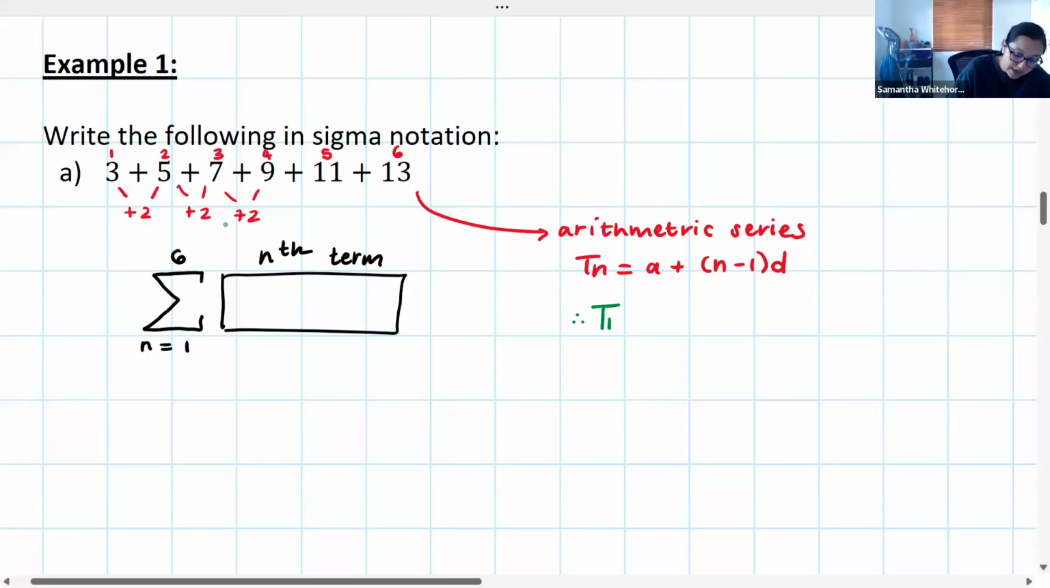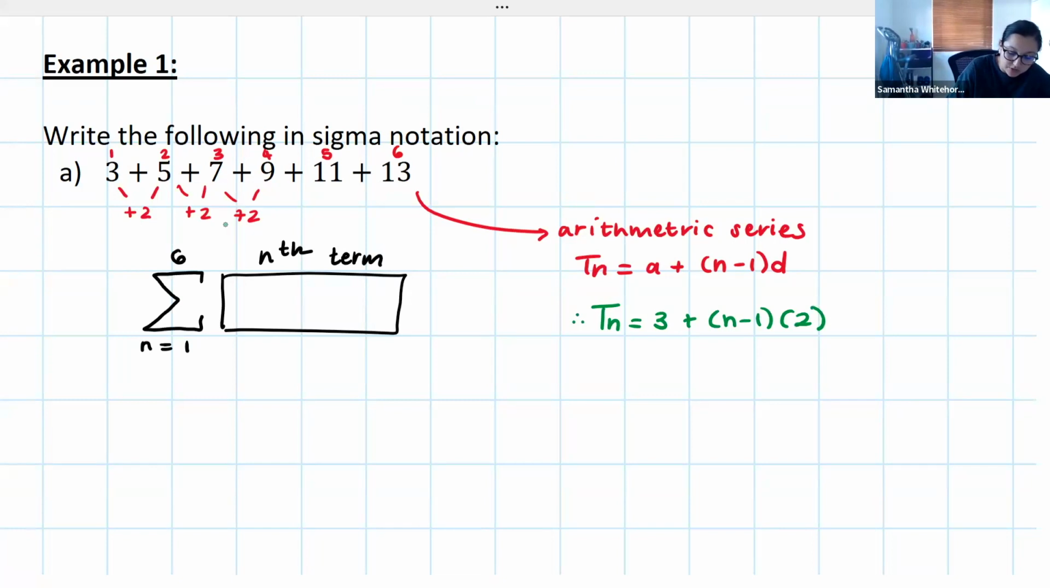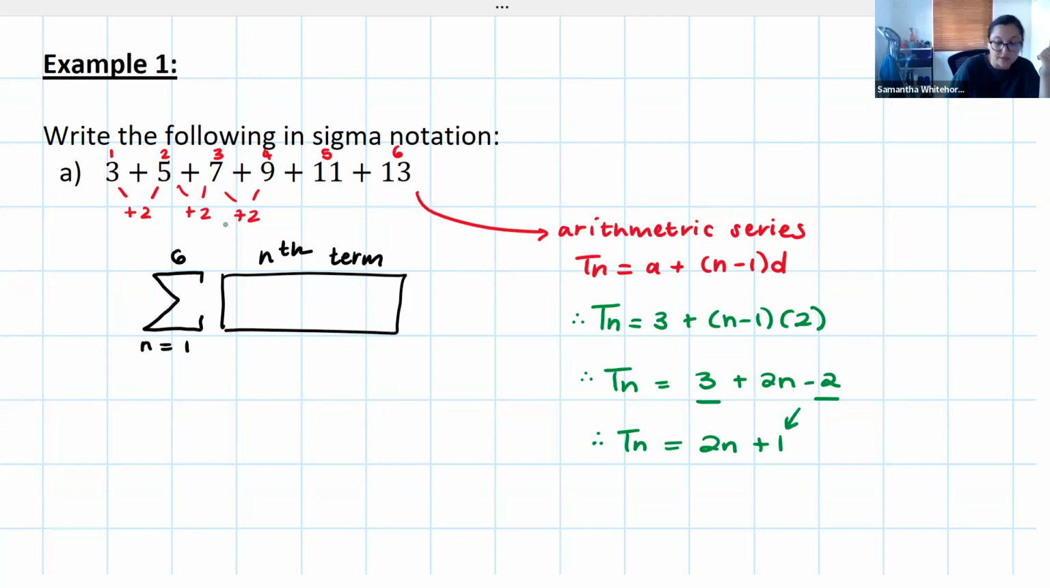Now remember, a is your first term, so that's 3, plus (n minus 1) times your constant difference, which we've just worked out is 2. I have said this to you before, you don't have to simplify this, but obviously it makes life a little bit easier going forward. So if we distribute the 2 into the bracket, we get plus 2n minus 2. And so we get that Tn is equal to 2n plus 1, because 3 minus 2 is plus 1. That is now my nth term.